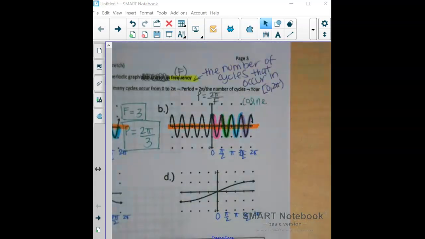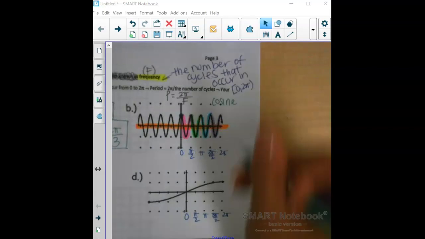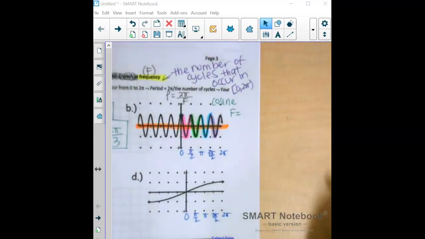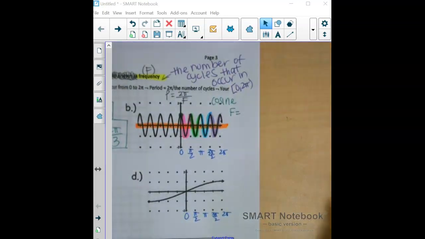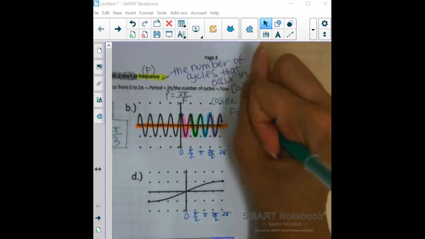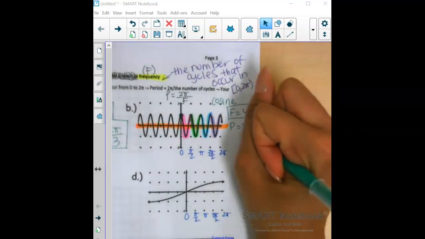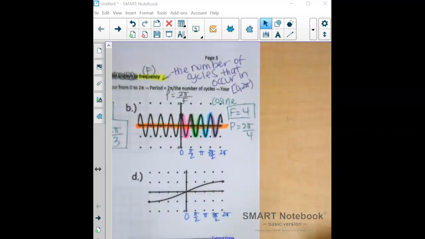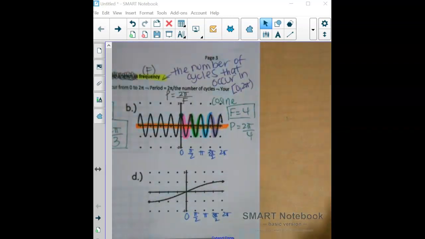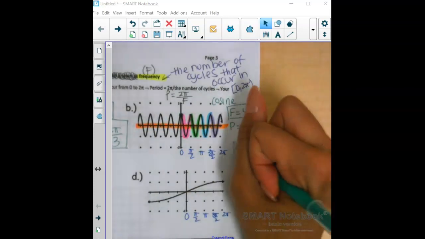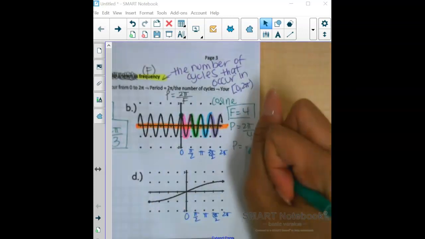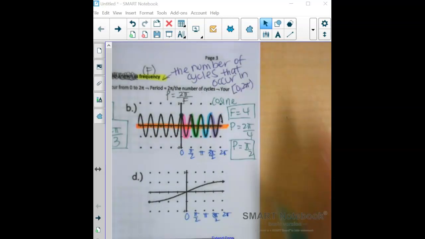Carlos, how many cycles do I have here? How many cycles? Count the highlighted parts. You have 4. When you find the period for this, this should be 2 pi over those number of cycles, which in this case is 4. Can 2 pi over 4 reduce, Carlos? And if so, to what? Pi over 2. That's it.